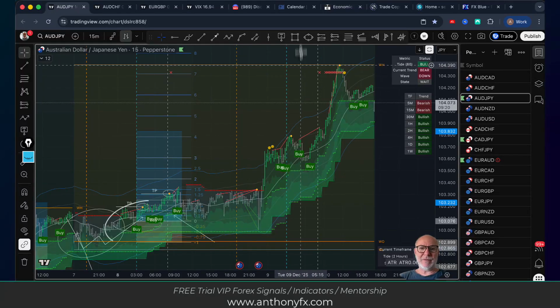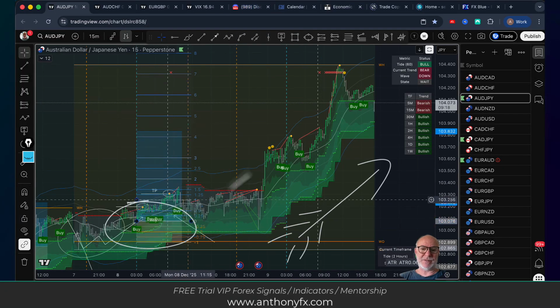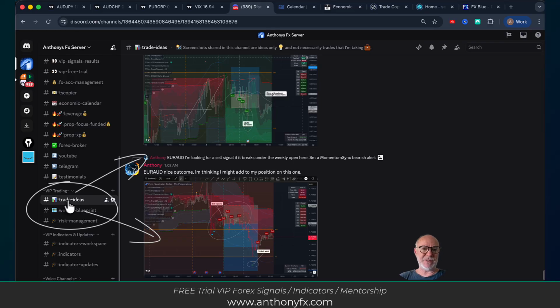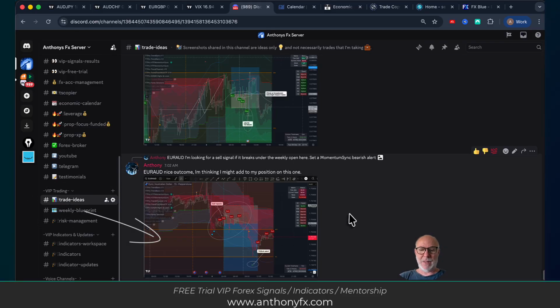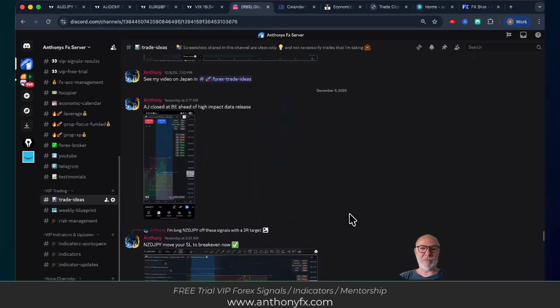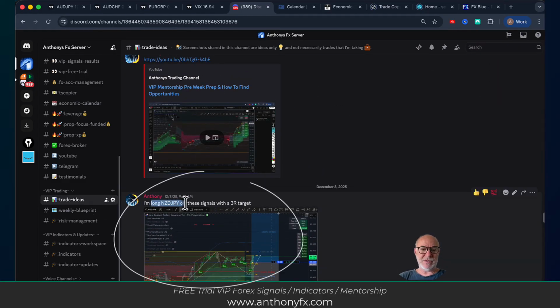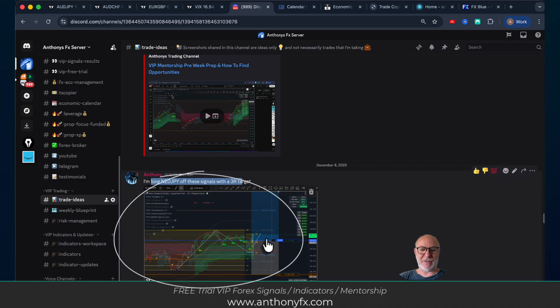Okay, traders, we're going to have a look at this week's trade signals. They've been pretty good. These are the trade ideas that I post into this channel down in here. Let me just show you how easy this is to follow. I mean, look, I'm long the New Zealand yen. That's a no-brainer. Just follow along.